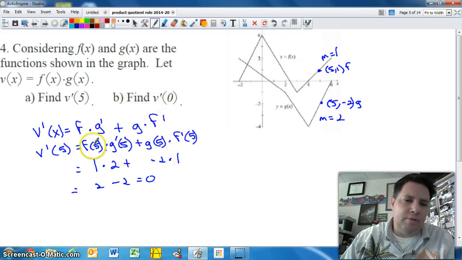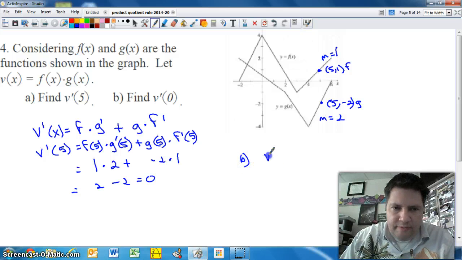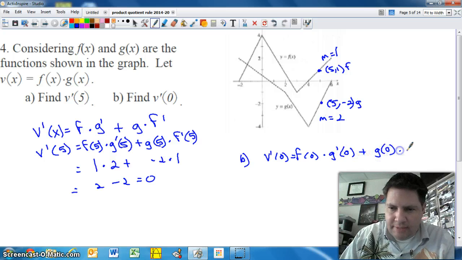V prime of 0 is this exact same process, but instead of 5's here, you put 0's here. So for part B, v prime of 0 is going to be equal to f of 0 times g prime of 0 plus g of 0 times f prime of 0.